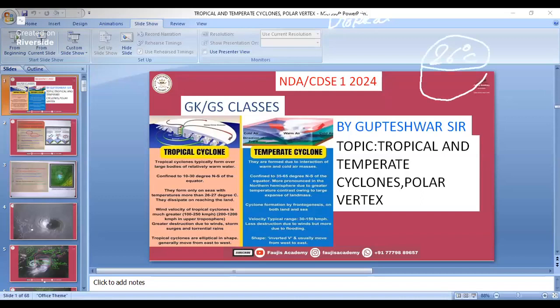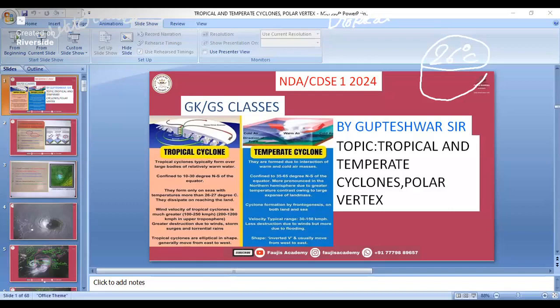So the first condition is what? It should have a large sea surface area. It means mostly water bodies should be there, and less continental part should be there. And the temperature in that sea surface area should be above 27°C.